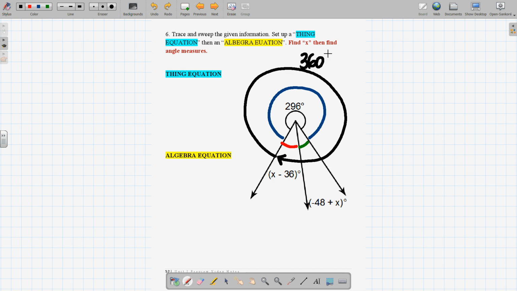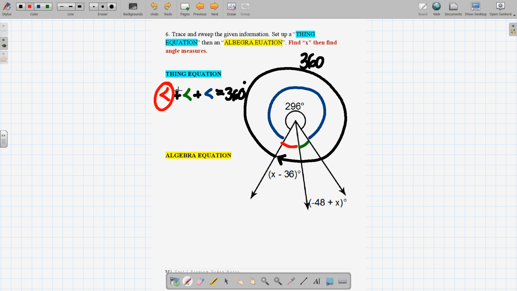Here's your thing equation. Things before algebra. We know that the red angle plus the green angle plus the blue angle is going to equal a circle, which is 360. There's your thing equation. Now, circle, plug, chug.